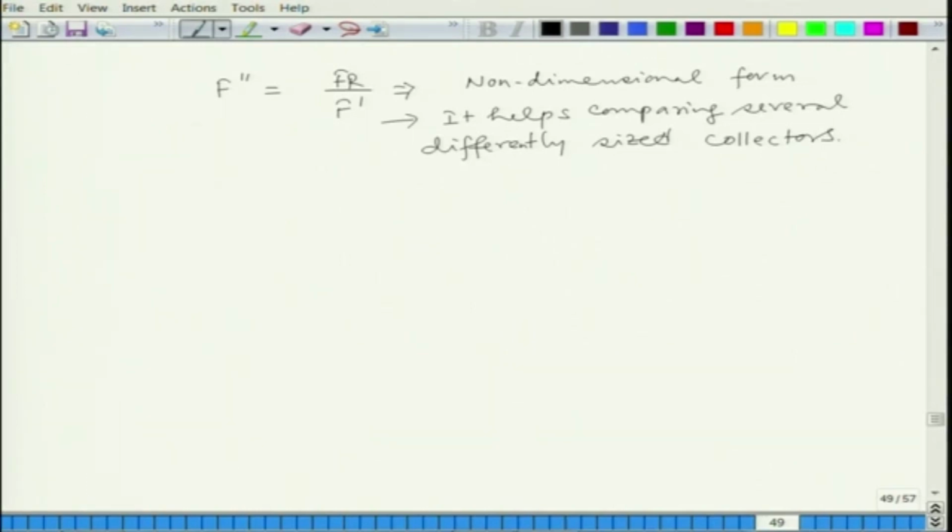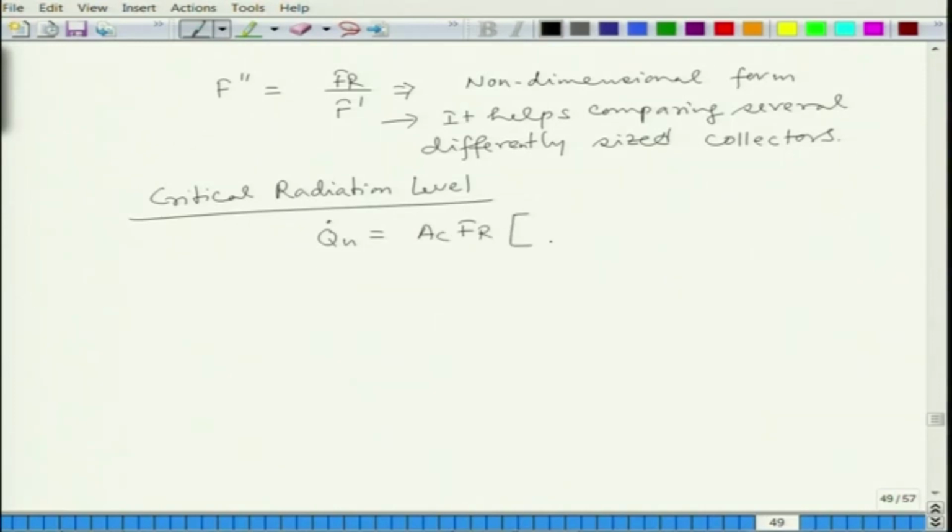Now, before I move on, I want to say something about the critical radiation level. So, we have seen that the useful heat gain rate can be written in terms of the collector heat removal factor, which is Fr times S minus UL times Tfi minus Ta, right. This is the most useful form of useful heat gain. Okay.